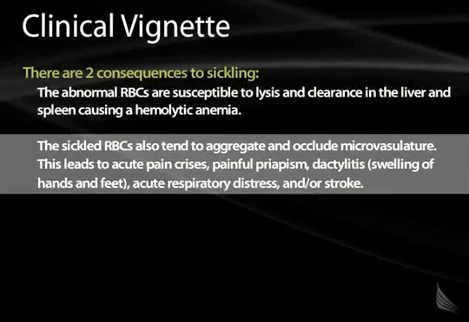The other thing that happens is that the sickled red blood cells tend to aggregate to one another, and when they aggregate with each other, they can occlude the small capillaries in the microvasculature of patients. This can lead to hypoxia of tissues downstream of this aggregation, and that causes acute pain crises, as seen in this vignette, painful priapism, dactylitis, which is swelling of the hands and feet, acute respiratory distress, and/or stroke.